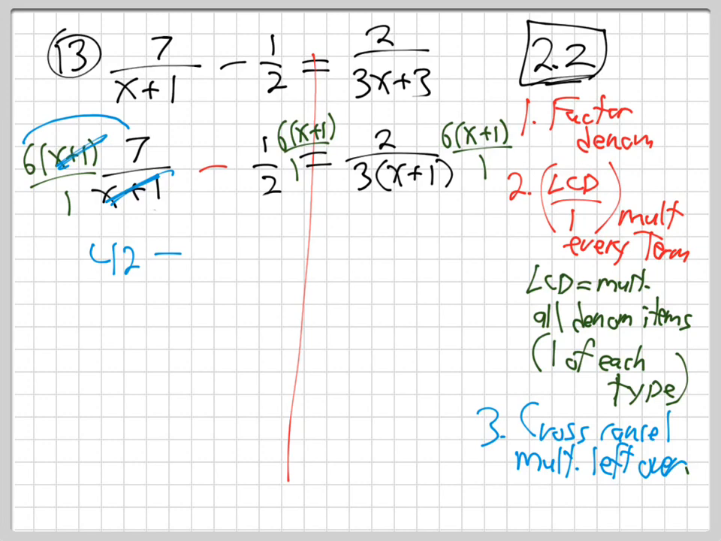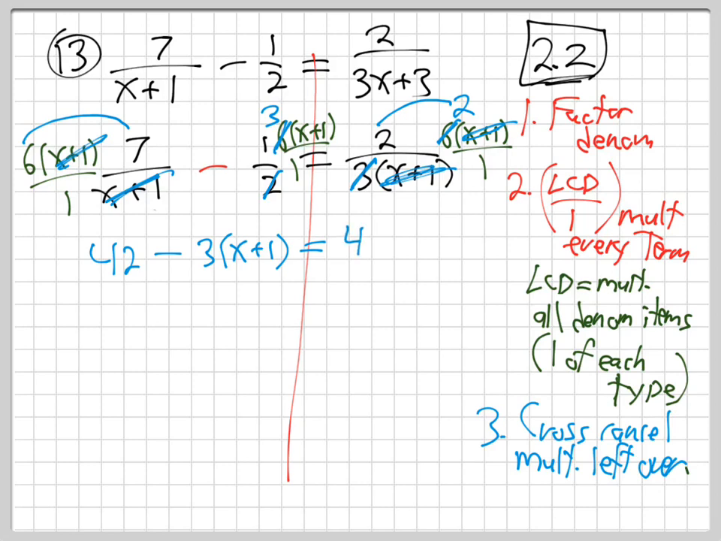Now what happens in the middle? What's that 2 going to cross cancel into? 2 goes into 6, 3 times. What's left over? 3 and x plus 1. What happens on the right side? Well, the x plus 1s certainly cancel. What about the 3? 3 goes into the 6, 2 times. What's left over after all that crossing off on the right side? 2 times 2, 4. Much nicer, right? Look at that. No more fractions.